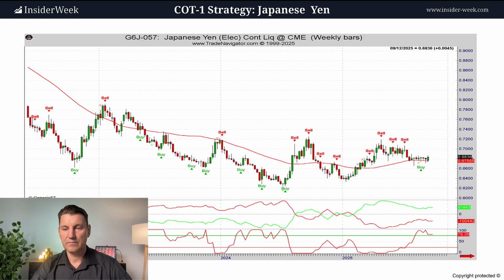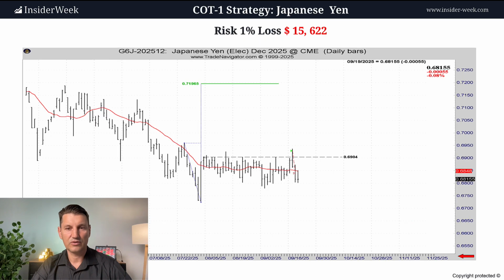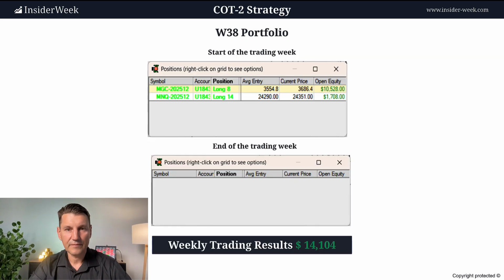Japanese yen, here I got a buy signal based on CFTC data, and on the daily chart I also traded a breakout, but this breakout failed, and so I got a full loss of 1% of my $1.6 million account. I lost $15,622 with this trade. So let's have a look at my second trading strategy.